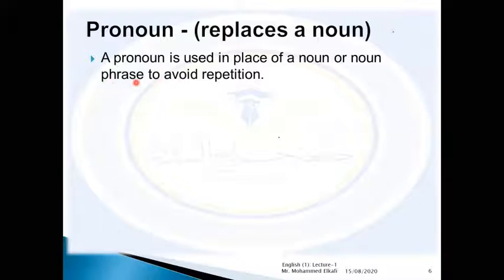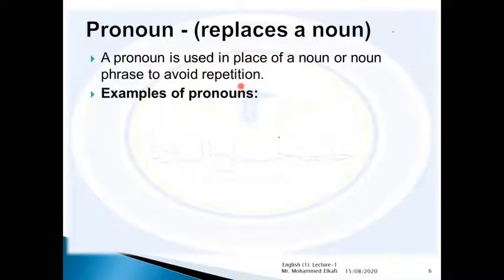So why do we use this pronoun in the place of noun or noun phrase? Here we can say to avoid repetition. To avoid repetition. That means to avoid making repeated words. So in case, for example, you said Ali played football and then returned home, you can say, and then he, without saying Ali again. Okay, instead of Ali, you can use he.